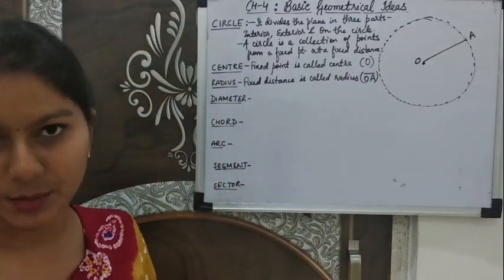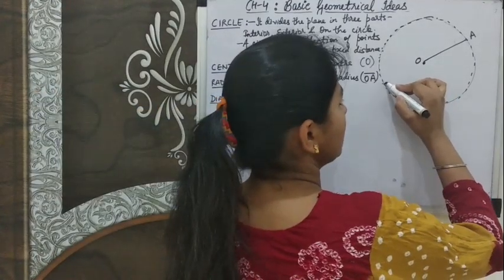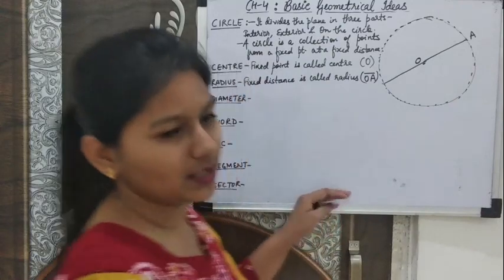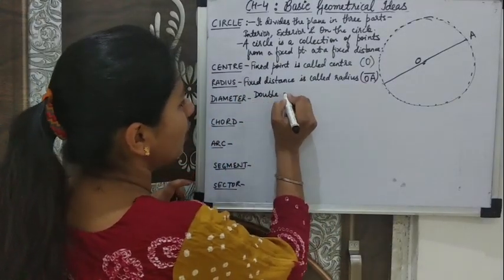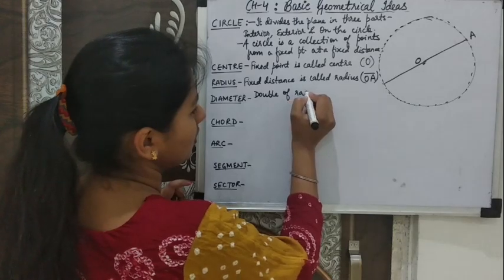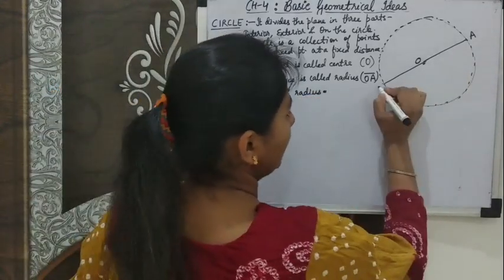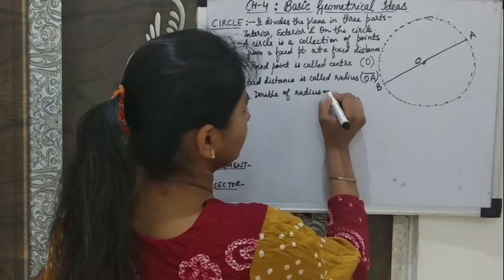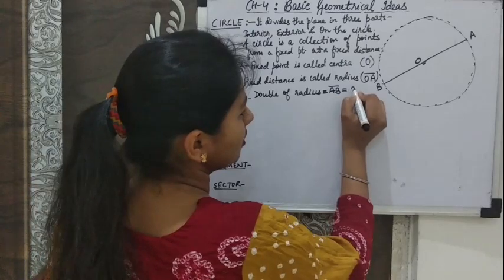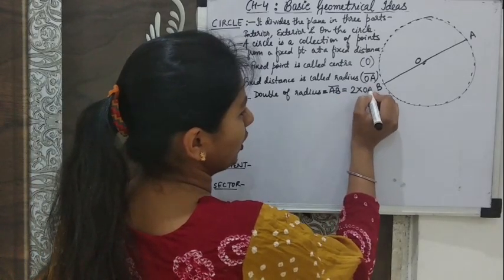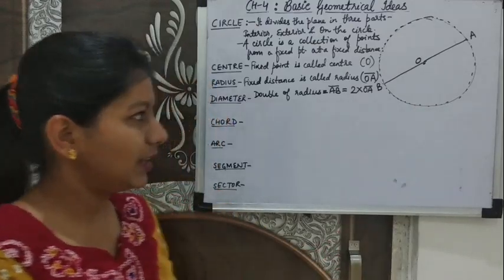Next is diameter. Diameter is just double of radius. So the first point about diameter is that it is double of radius, meaning AB. So diameter is equal to AB, which is 2 into OA. So diameter is always double of radius.